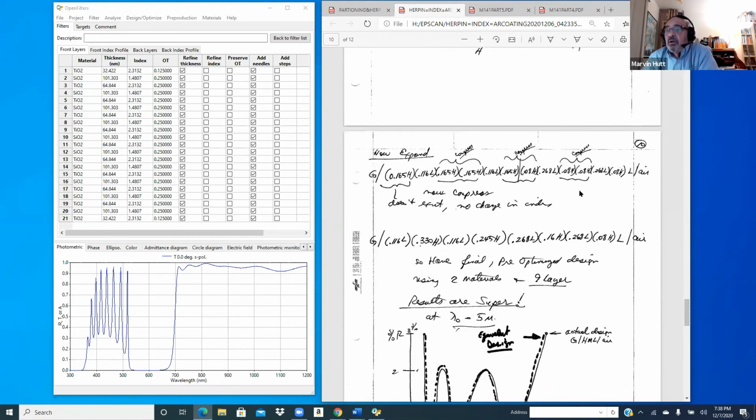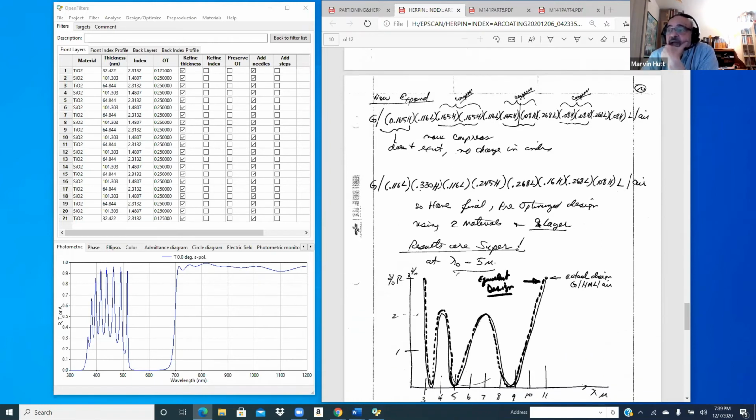Now, when you look at this, we expand it. Now, this doesn't exist. There's no change in index. So this gets absorbed into the germanium. This and this are the same height. So this compresses. These two compress. These two compress. So we have 2 materials and 9 layers. 116, 245, 268, 116, 168, 268 L air. All right. So we have a final pre-optimized design. Results in 2 materials and 9 layers.